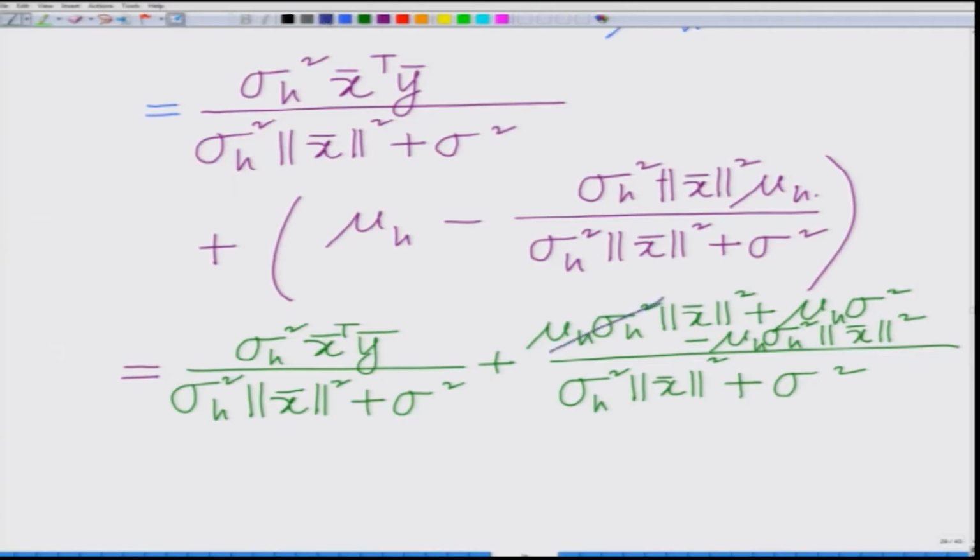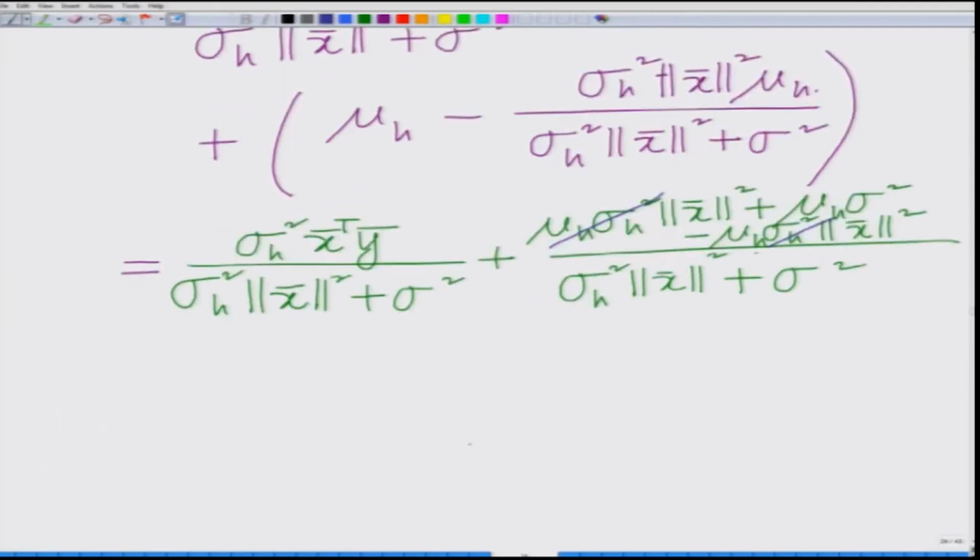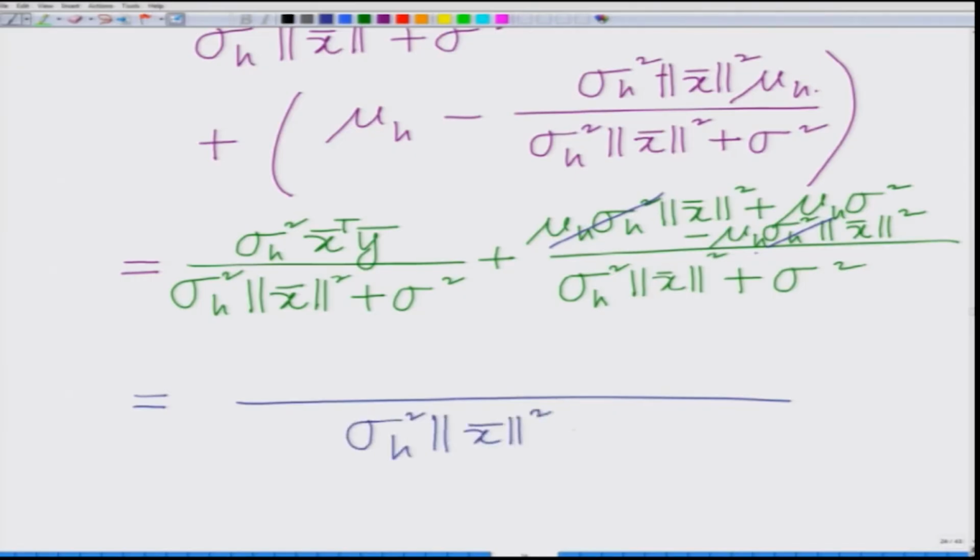Of course, these two terms will cancel, and what you have is basically the net. Once you bring them onto a common denominator, this is the simplified expression: sigma h square x bar transpose y bar plus mu h into sigma square, divided by sigma h square into norm x bar square plus sigma square.